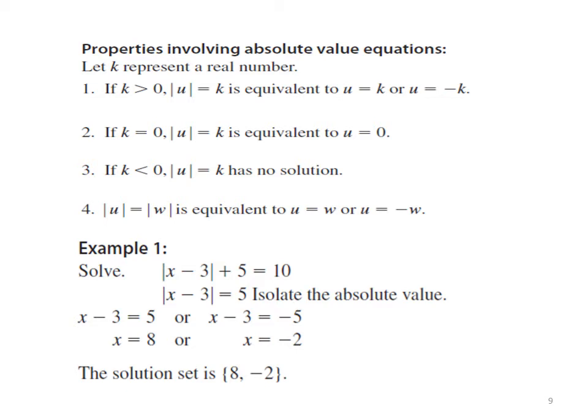The first one, x minus 3 equals 5. If we add 3 to both sides, we get x equal 8. For the second equation, x minus 3 equal minus 5. If we add 3 to both sides, we get x equal minus 2. Our solution set has two numbers, 8 and also minus 2.